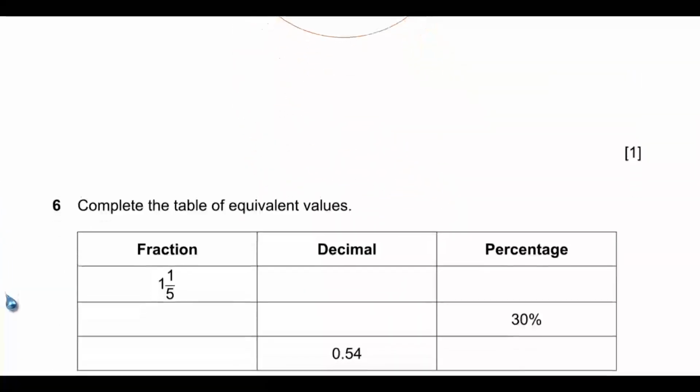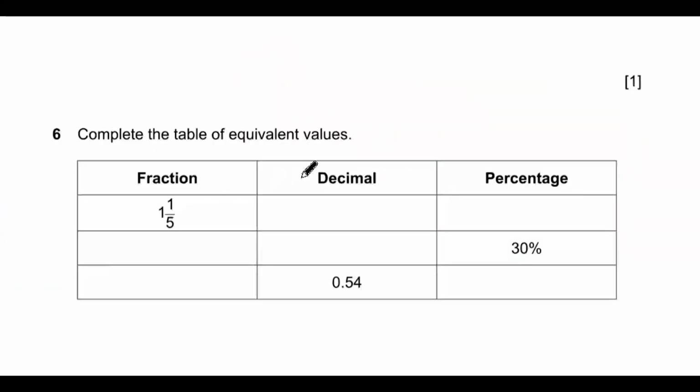That will be question 6. Complete the table of equivalent values. So 1 whole 1 over 5 is the same thing as 5 times 1, 5, add 1, 6. So that will be 6 over 5 as an improper fraction. From here, you can easily use your calculator to do this, or you can do it manually. 6 divided by 5 will give you 1.2. And as a percentage, 1.2 multiplied by 100%.